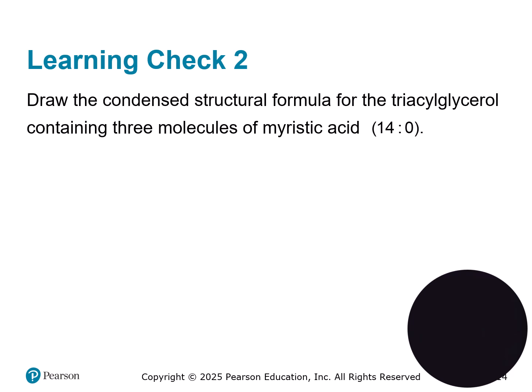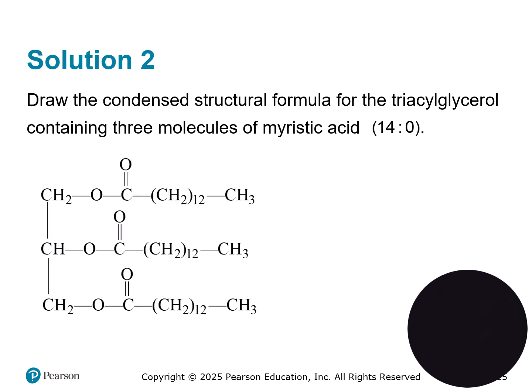Draw a condensed structural formula for a triacylglycerol containing 3 molecules of myristic acid. And by the way, they give us that there's 14, meaning 14 carbons. They put a 0 here, and that means there's no double bonds in it, so it's a saturated fatty acid, and there will be 3 of them. And we know what glycerol looks like. So the acyl, well, what do they mean by the acyl group? That's this right here, right?